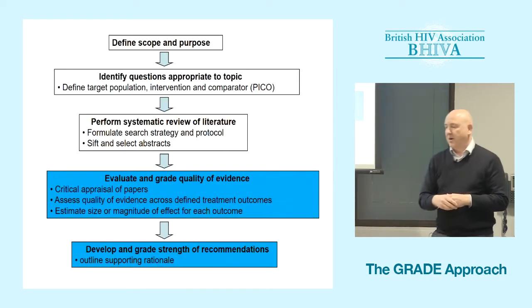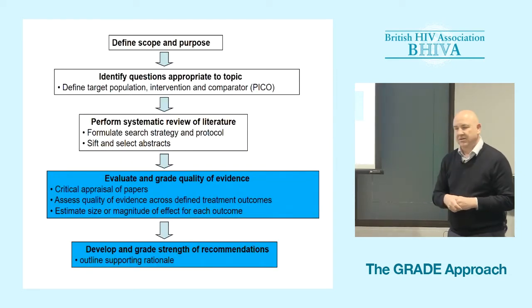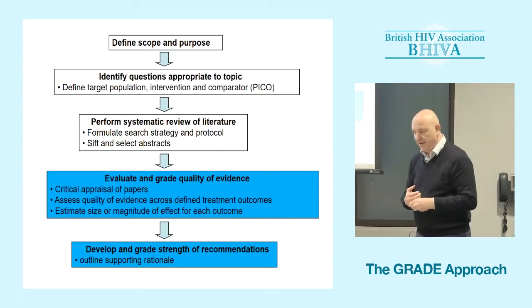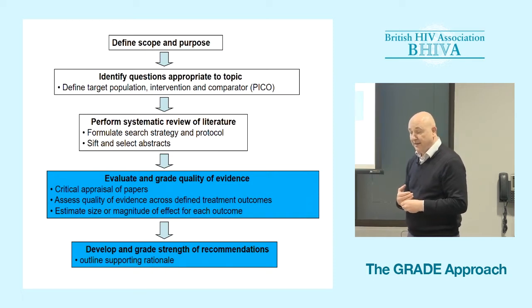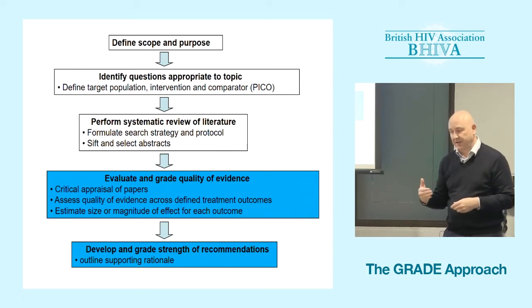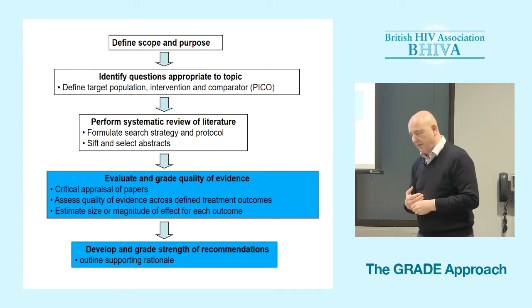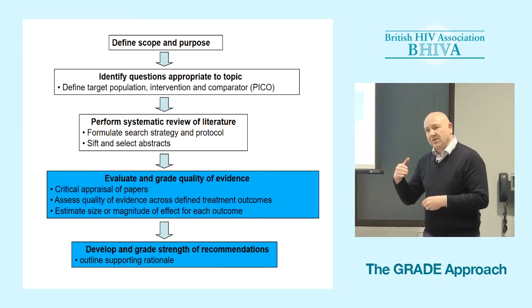So the next part really is to evaluate and grade the quality of evidence. And then once you've evaluated and graded the quality of evidence, it's about developing and grading your strength of recommendation with regard to that evidence. So in a formal process with GRADE, you need to critically appraise the papers.